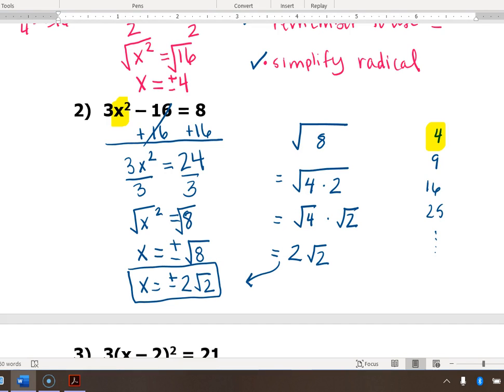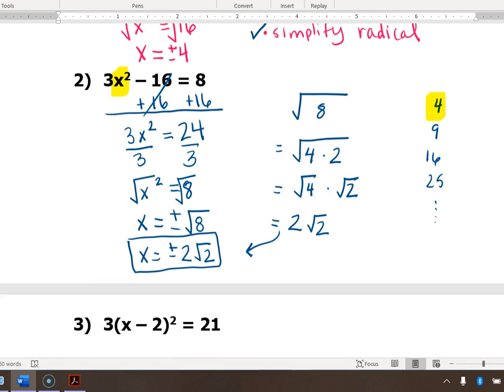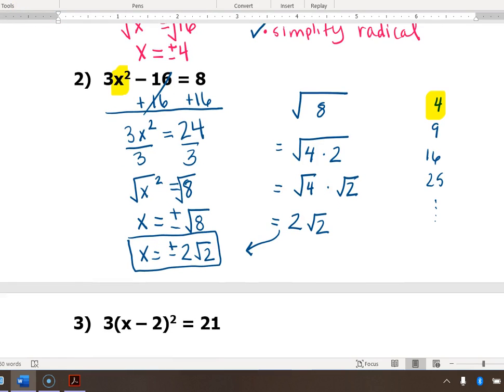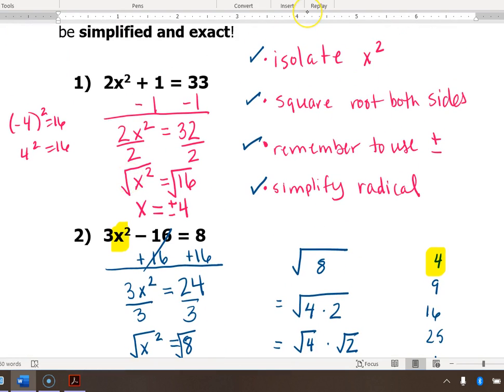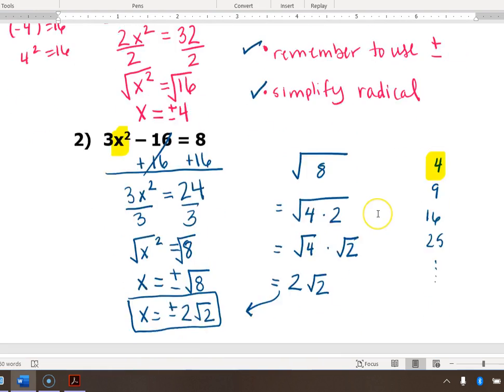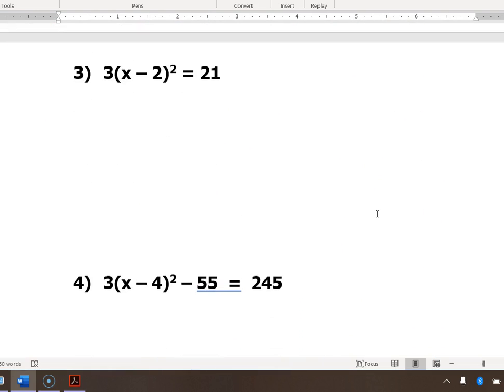Let's try number 3. Now number 3, you're going to see I don't just have the x squared by itself. I actually have an expression that's going to be squared. So I want to treat this the same way. I'm still going to go through my steps. I want to isolate what I have. I am going to take the square root of both sides. I'll still remember to use my plus or minus, and then I'm going to simplify everything down that I can. So I'm going to keep those steps in mind when I look at my next 2 questions.